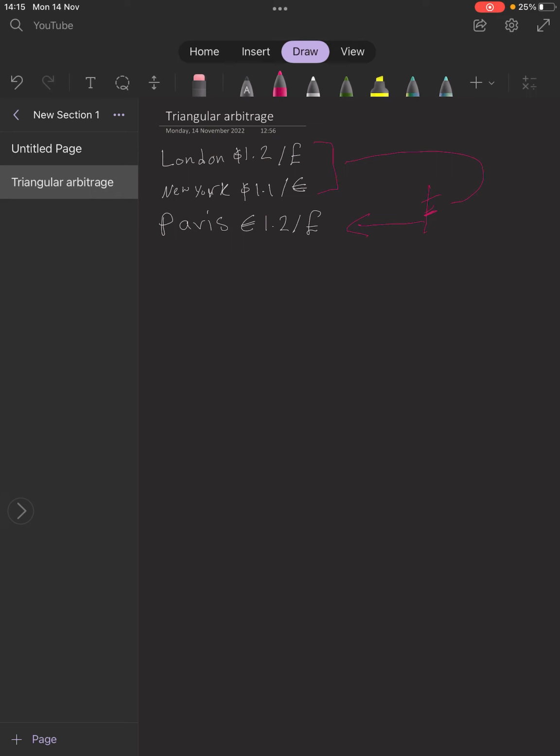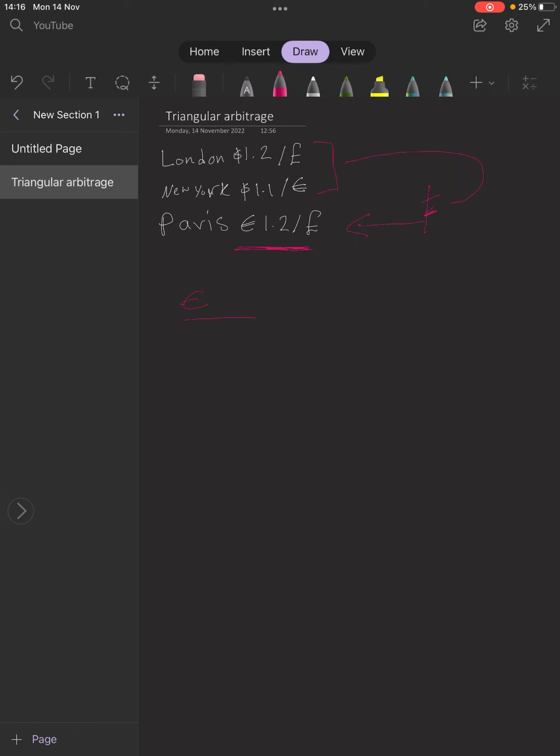Okay, in order to calculate the cross rate, it's quite simple. In order to make it easy for ourselves, we can see that in Paris, the euro-pound exchange rate is being quoted as euro to pound. So in order to make it like that in the calculated implied cross rate, we will put the euro in the numerator.